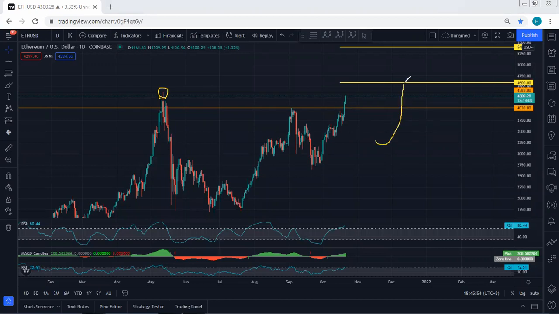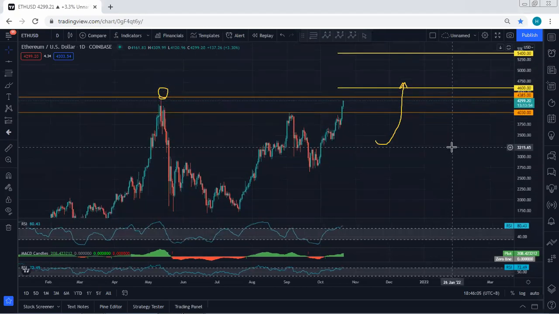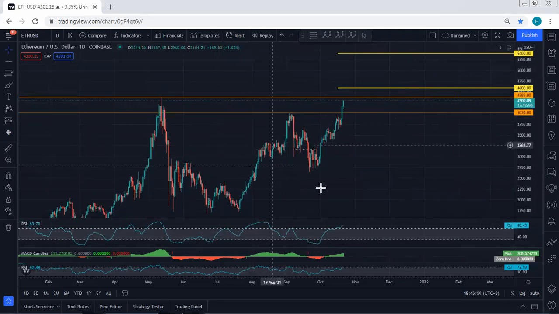The next level, I'm looking to see the breakout of the 4.6. With the breakout of the 4.6, then we can expect the price to even continue, and we can even look for 5.4.